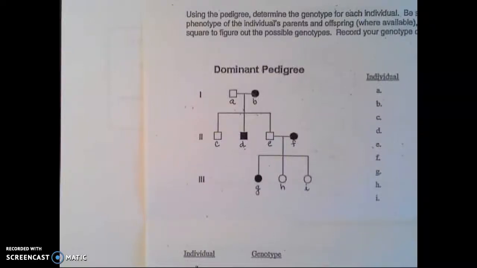So far, we've looked at inheritance of one trait or two traits using Punnett squares, so a monohybrid Punnett square or a dihybrid Punnett square, where we look at the inheritance from parent to offspring and the probability of a trait showing up. But we can also look at the inheritance as it impacts the entire family or a larger group of individuals within a particular family. So we're going to look at the inheritance of a trait as it runs through a family.